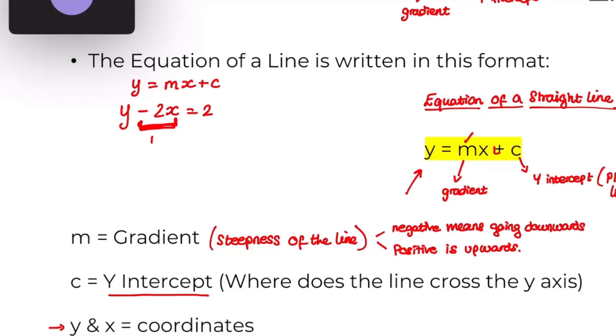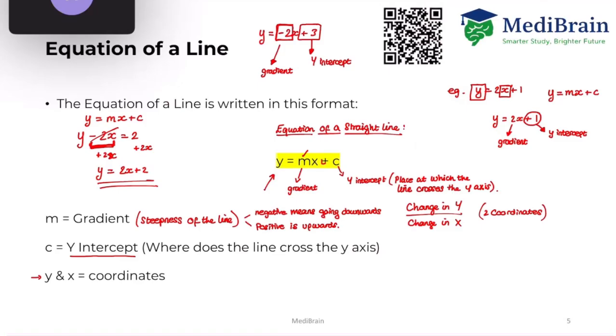So what we're going to do is we're just going to add 2x to both sides, and that will get rid of the 2x from that side. So we're left with just y on that side, and we're left with 2x plus 2 on the other side. Okay, once we've got it into the correct format, then we can deal with anything we want to do with them. Okay, so that's just a bit of an overview about the equation of a line.